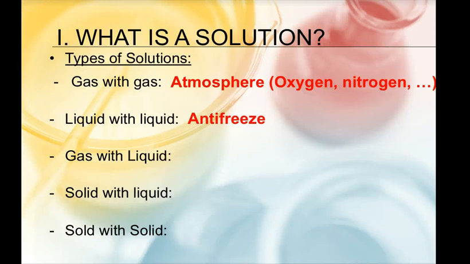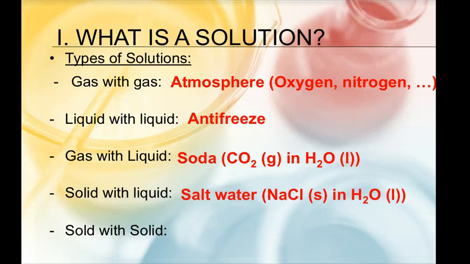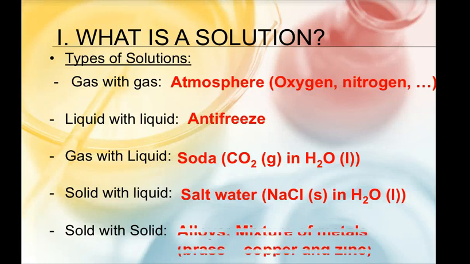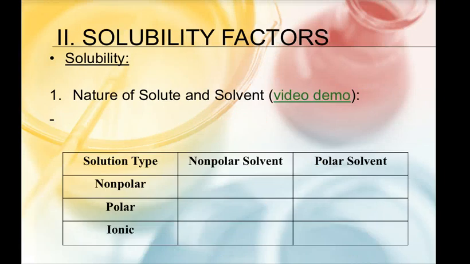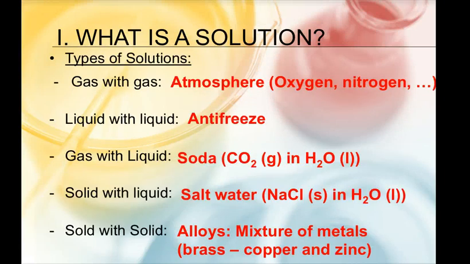Antifreeze is an excellent example of a solution that contains two liquids. Antifreeze is a mixture of alcohol and water, both liquids. A gas with a liquid would be soda. The bubbles in soda are carbon dioxide, dissolved in water. Salt water would be a good example of a solid with a liquid. And you can actually have two solids that are a solution. I know it's hard to figure that out, but alloys are basically mixtures of two metals. For example, brass is a solution, a mixture of both copper and zinc. It is called brass. And that is the end of lesson number 1.